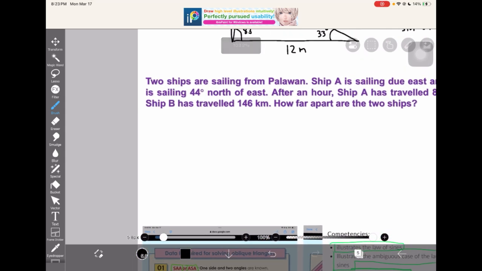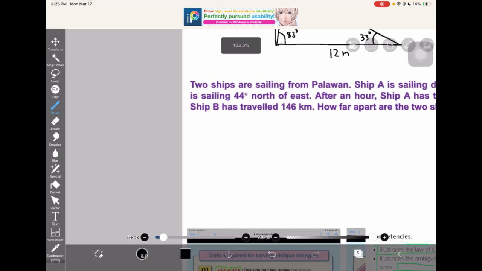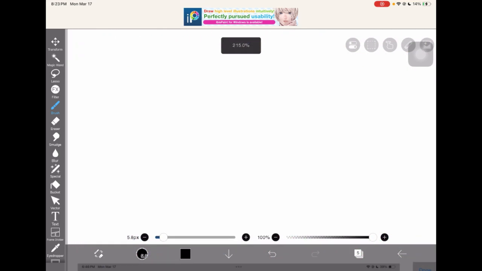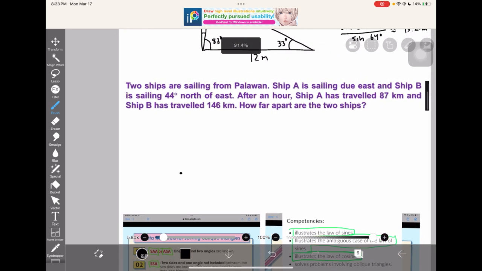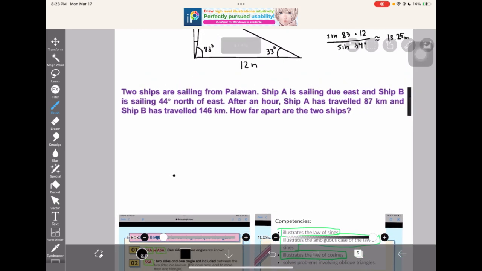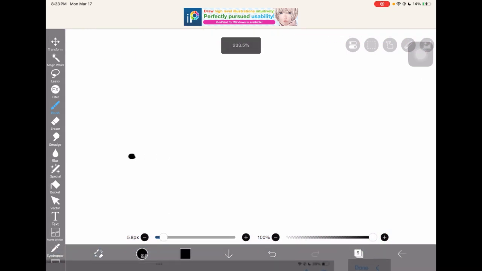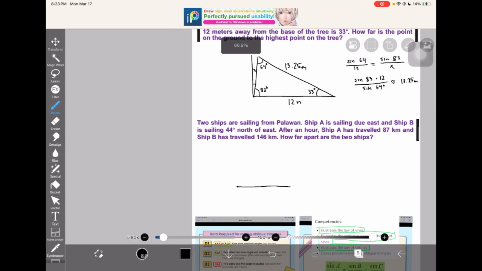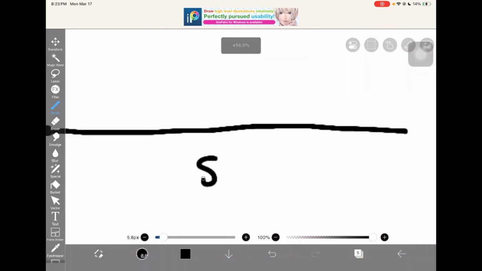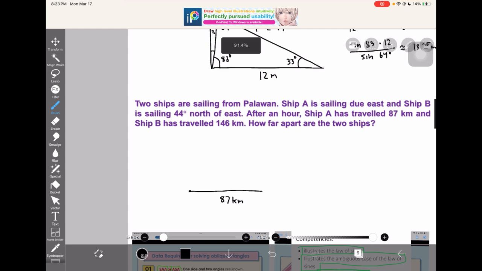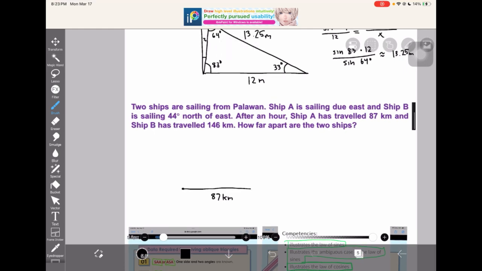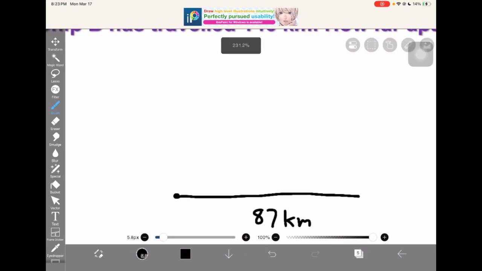So, two ships are sailing from Palawan. So let's call this Palawan first. Let's mark Palawan here. And then after 1 hour, we know that ship A, okay, let's see. Ship A is sailing due east, so it's going here. And after an hour, it has traveled 87 kilometers. Meanwhile, ship B is sailing 44 degrees north of east.